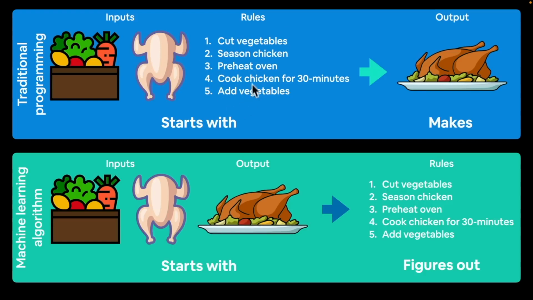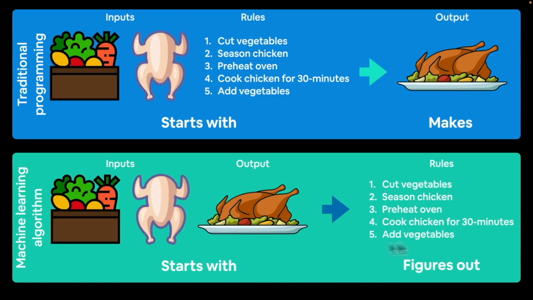This could be your program. Cut the vegetables, season the chicken, preheat the oven, cook the chicken for 30 minutes and add vegetables. Now, it might not be this simple, or it might actually be, because your Sicilian grandmother is a great cook, so she's put things into an art now and can just do it step by step. And then those inputs combined with those rules makes this beautiful roast chicken dish.